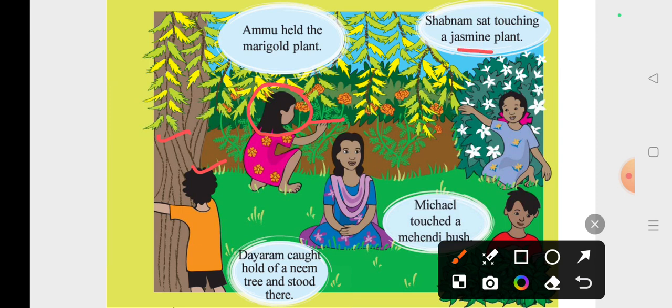Where the jasmine plants come under climbers, they need support of wall or sticks. Michael touched the mehendi bush. So mehendi bush again comes under shrubs. They are woody in nature. Okay.